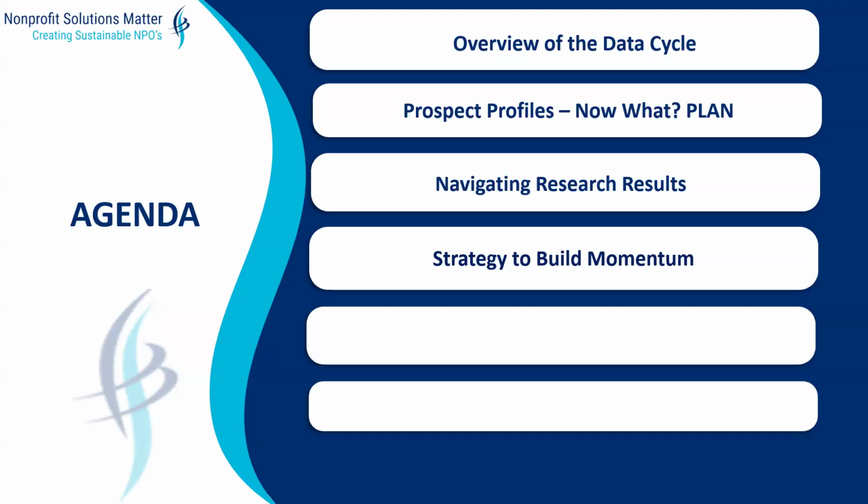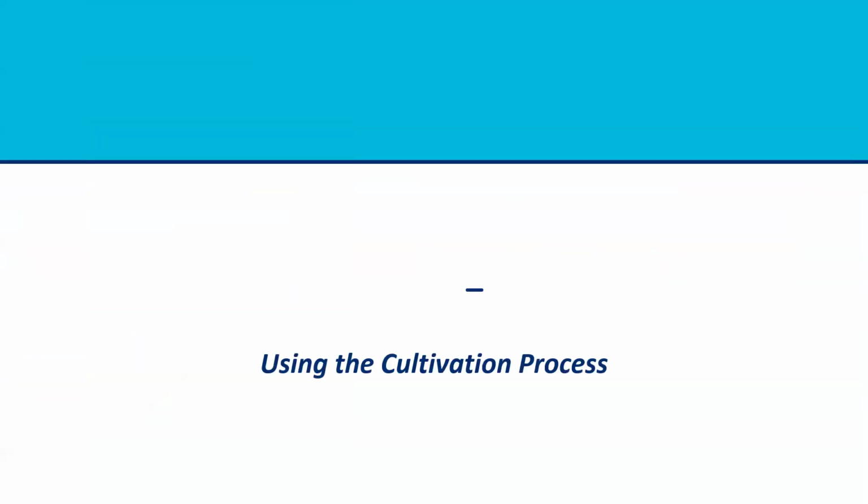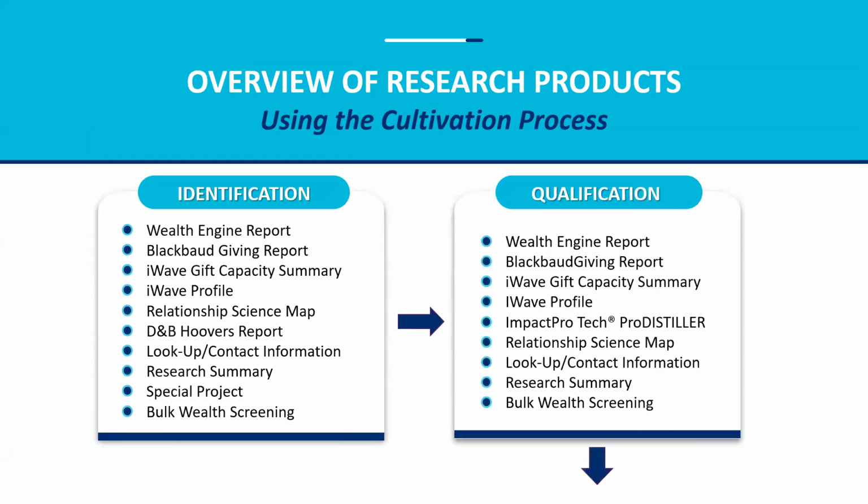So we're going to go over an overview of the data cycle and what that looks like. We're going to look at an overview of the prospect research products and how you can supplement some of the things that I have connected you to as well. Then we're going to navigate some of our research results and take that to the next level. And then we're going to build momentum by really looking at plan and build out from the information that we've received.